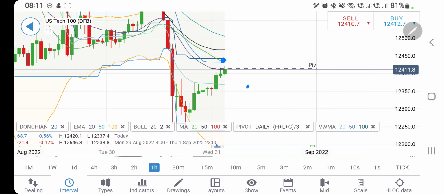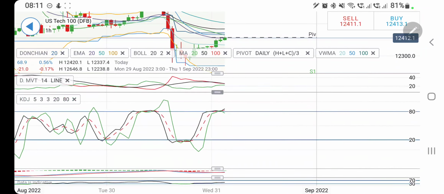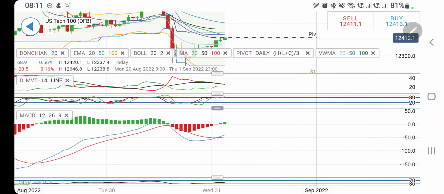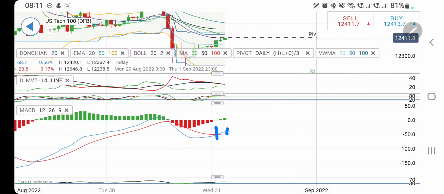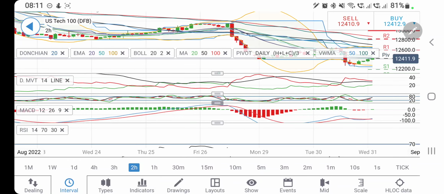Now this is just on the hourly charts. Let's have a further detailed look. Directional movement is bearish, trying to converge. Stochastic on the hourly charts is now overbought here, but the MACD has crossed over and come back to the bullish zone. Till the time it crosses back again, we can remain bullish. RSI is looking upwards here.